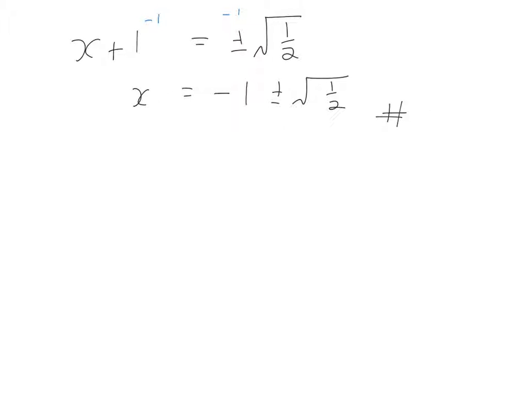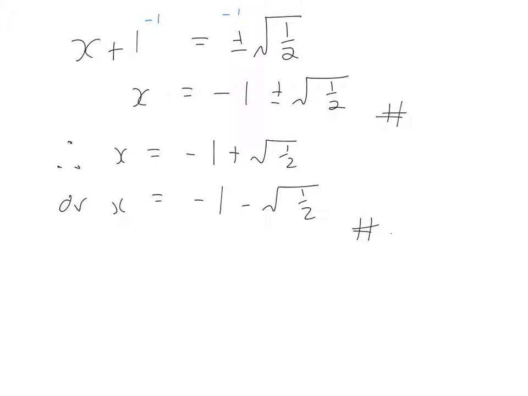If I did spell it out, I would say x equals -1 plus the square root of a half, or x is equal to -1 minus the square root of a half. Okay, so that's basically it. If you can do all of that, then you're doing a good job.